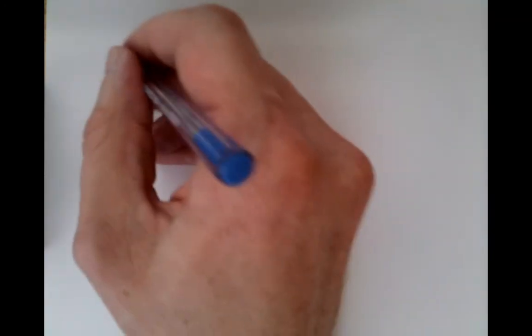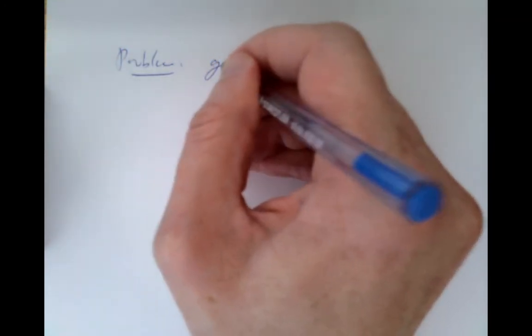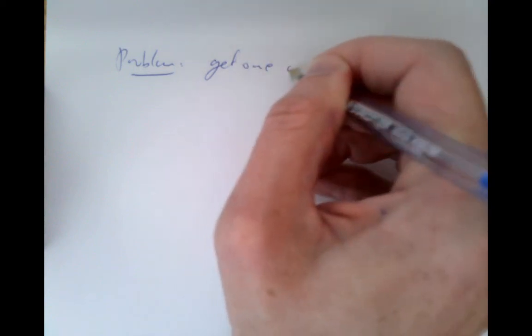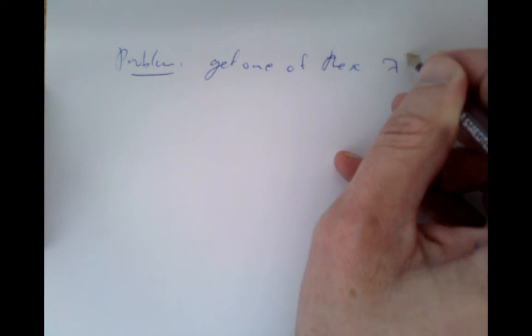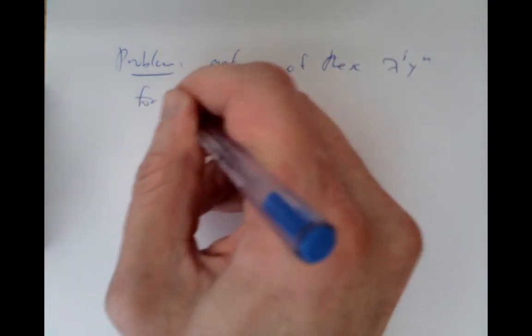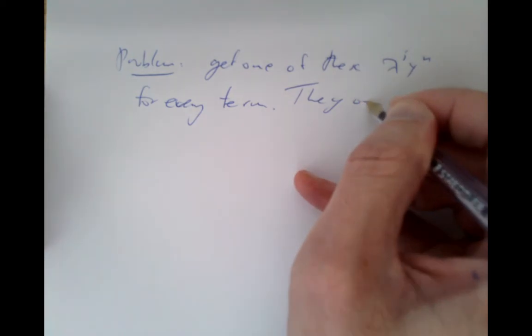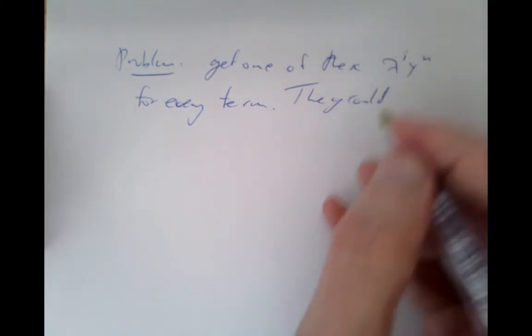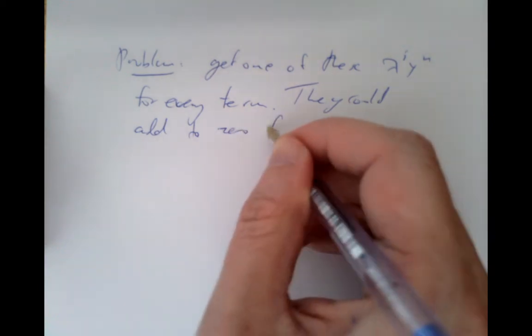The problem is that you get one of these contributions, these lambda^j y^n, for every term. They could add to zero if I picked lambda badly, for a bad choice of lambda.